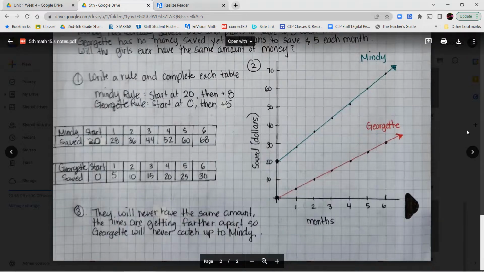Our next question asked us, will they ever have the same amount of money? So here, because they started at different points, and they're adding different amounts. Georgette started with nothing, and she's adding a smaller amount. And Mindy started at $20 and she's adding a larger amount, they're never going to have the same amount of money. So as you extend that graph, they're going to be spread farther and farther apart. They're not going to be getting closer together.